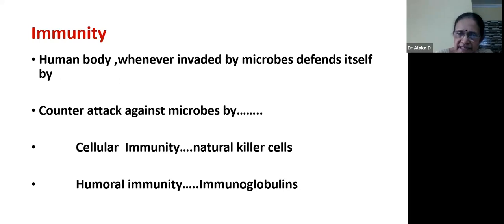Now, in this fight, if the microbes overpower our immunity, the infection or disease will occur. Otherwise, there will not be infection or it will be controlled. So immunity is of paramount importance if we want to defend our body against these microbes.